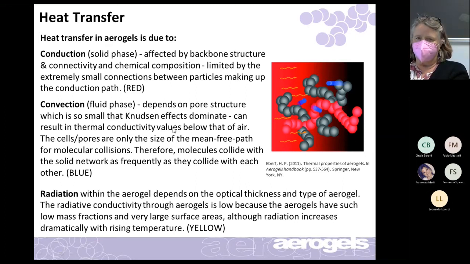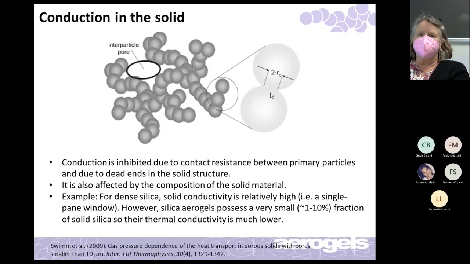Okay, so let's talk a little more about conduction in the solid. So conduction gets inhibited because there's contact resistance between the primary particles. So if I look at two particles, these colloidal particles, and again, I'm always using the example of silica because that's what I do a lot of work with, but it can be made of many different materials. But as these primary particles join, there's a neck there. It's smaller, and that creates a contact resistance.